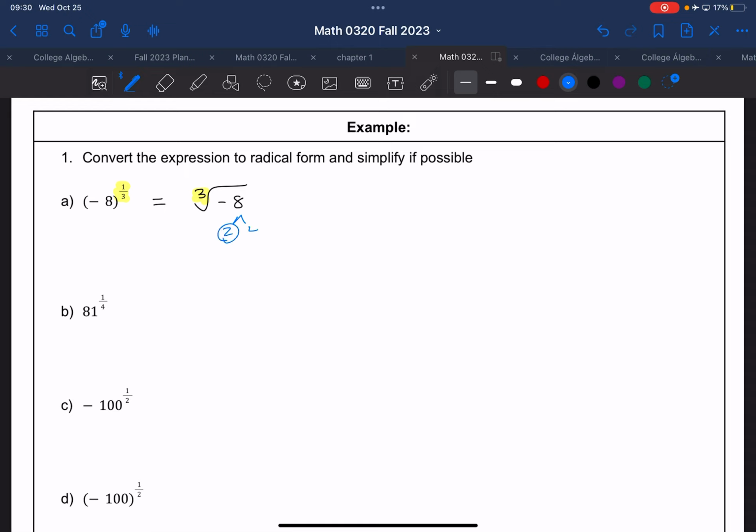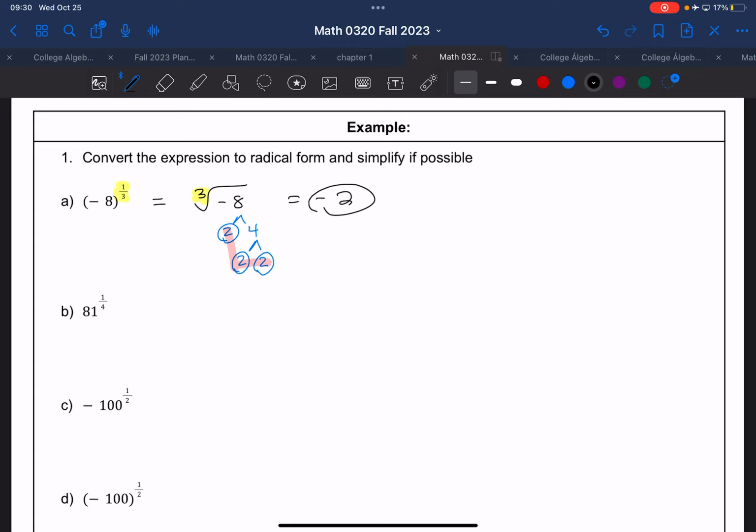2 goes into 8 4 times. 2 goes into 4 2 times. We're going to be circling a group of 3, so 3 of them is going to be in our group. And we have one group, meaning our answer is going to be 2. But since our nth root was odd and our number is negative, it's not just going to be 2, it's going to be -2. So that's our answer for A. We converted it and then we solved.